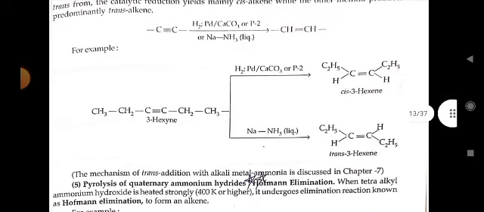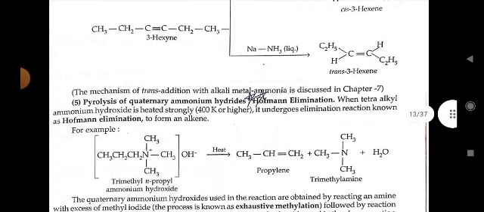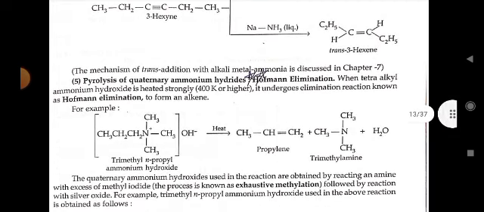For example, 3-hexyne with H2 and platinum on CaCO3 or P2 gives cis-3-hexene, and with liquid ammonia gives trans-3-hexene. The mechanism of trans addition with alkali metal and ammonia is discussed in chapter 7.